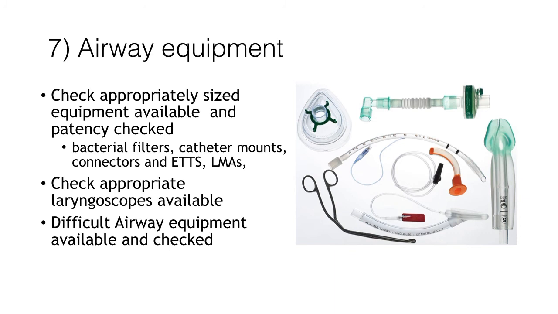You should check that there is a range of endotracheal tubes, laryngeal mask airways, and also check that you have appropriate laryngoscopes available. Finally, you should also check where your difficult airway equipment is. Check that it's readily available, it hasn't been moved, and that this equipment has also been checked in case it needs to be used.